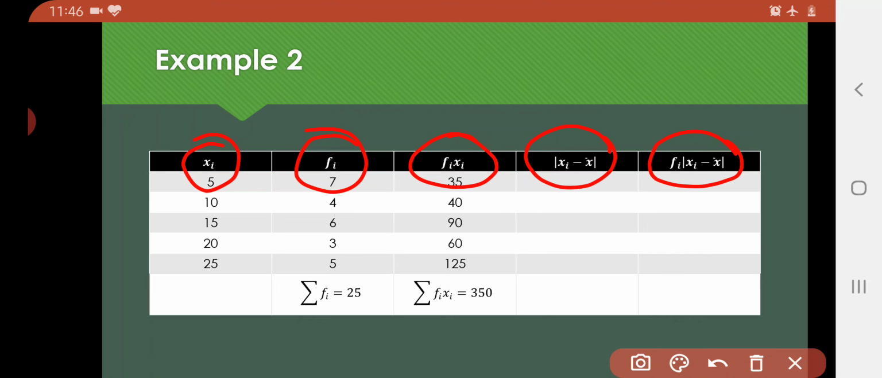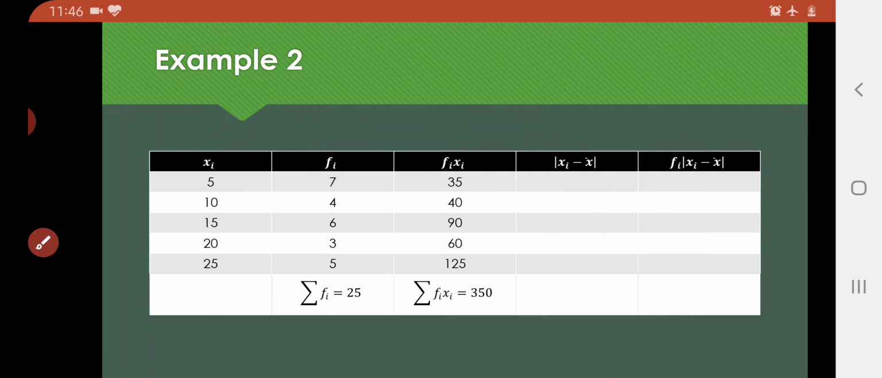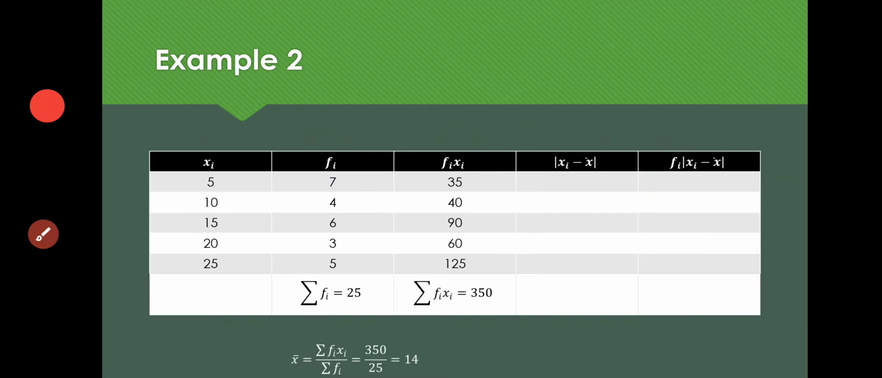Now see here, there is one important thing. I need to first calculate x bar. If I don't calculate x bar, I won't be able to finish off these two columns. To finish off these two columns, I need to calculate x bar. So let us first calculate x bar. Now what is x bar? It is basically summation of fi xi divided by summation of fi. So this is what x bar is, the mean of the given sample.